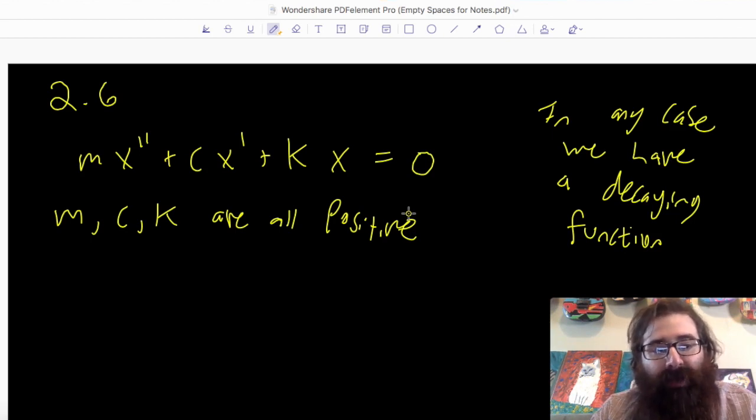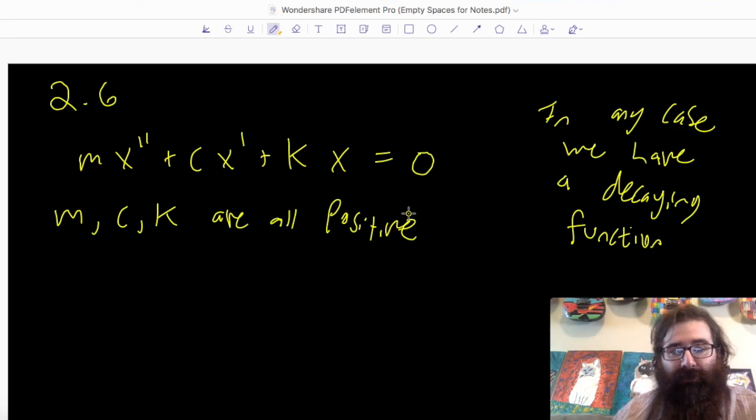M, the value for the mass, is going to be positive. C, the dash pot constant, is going to be positive. K, the spring constant, is going to be positive. And any minus sign would indicate a different direction, right? But so we're going to say with our differential equation, any value that we have for m, c, or k is always going to be positive, provided that piece actually is there and working.